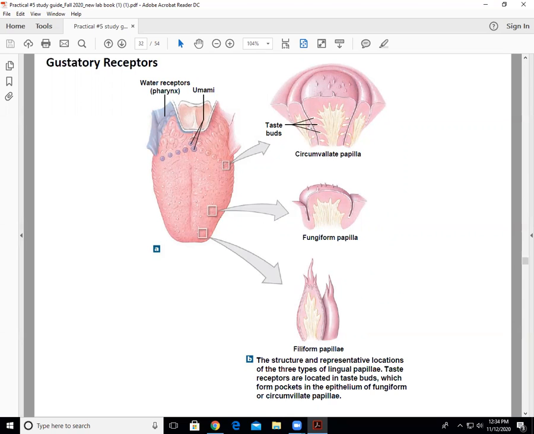And down in the deeper areas of the papillae are where the taste buds are. Okay. All right, so you've got water receptors in your pharynx and toward the back of your tongue. Right here, you've got umami receptors, okay? Because we talked about sweet, salty, and bitter. All right, and so you also have umami.